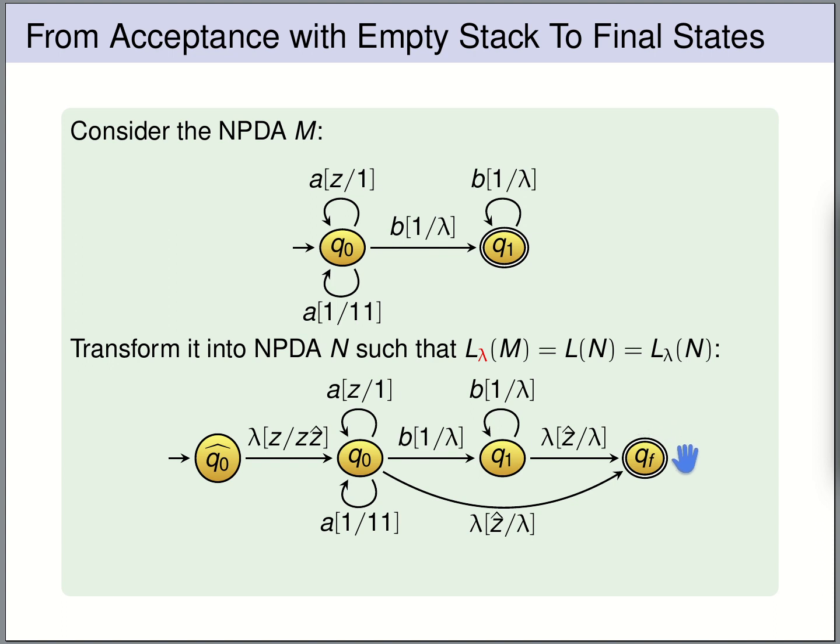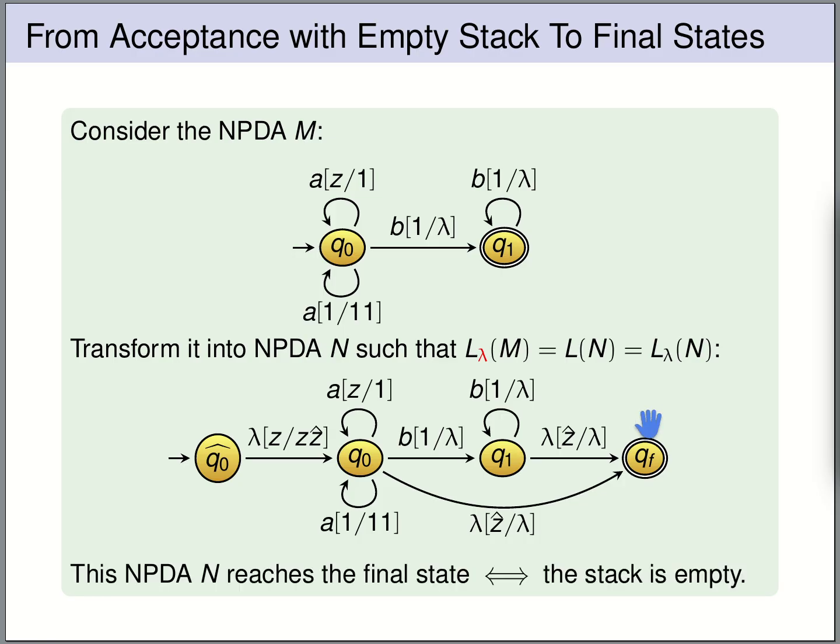So now we have an automaton whose final state can be reached if and only if the stack is empty, and this automaton accepts the same language as the empty stack language of the original automaton. We can switch to the final state here if and only if the stack of the old automaton was empty.